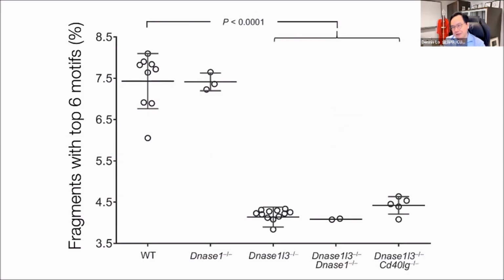So then we decided to look at those 6 together. And we find that in wild-type mice, plasma DNA with the CC motif at the end represents 7.5% of all the circulating DNA molecules, which is quite a lot. And if you knock out the DNase 1 gene, nothing happens. If you knock out DNase 1-like-3, then the motif frequency becomes half. And if you do a double knockout, it's still the same.